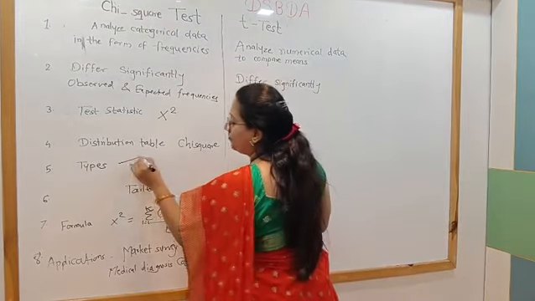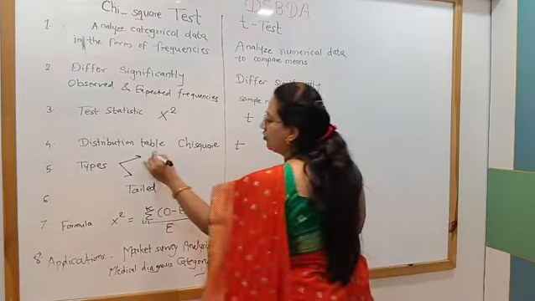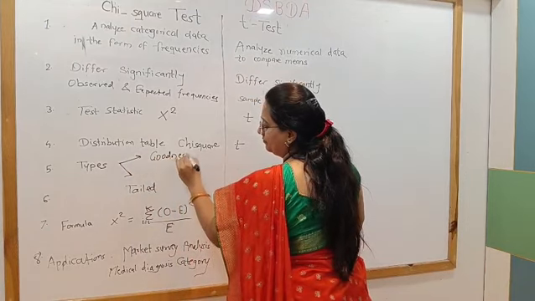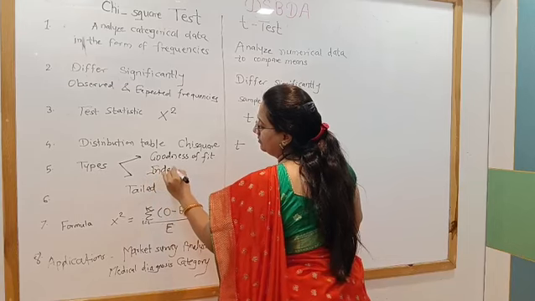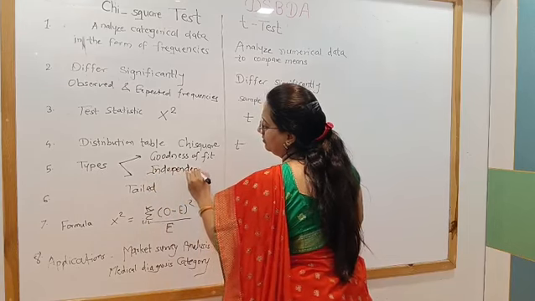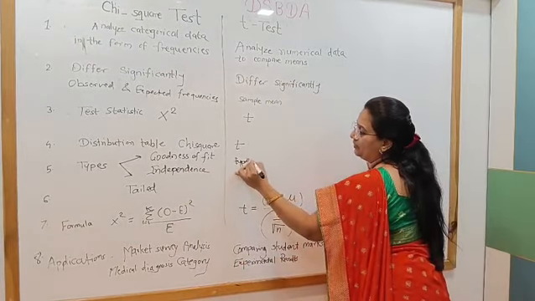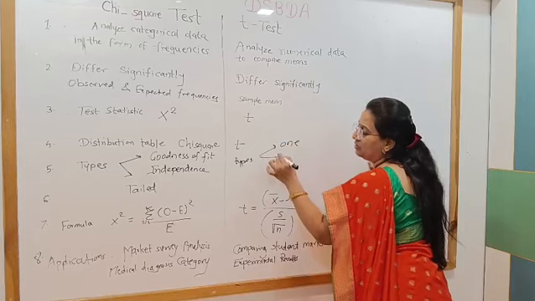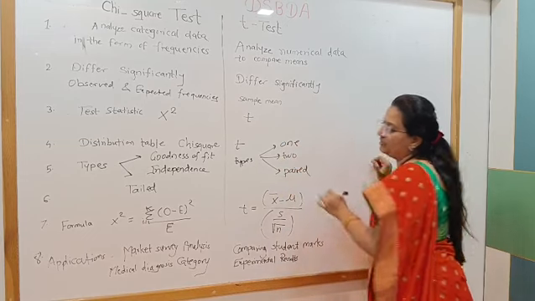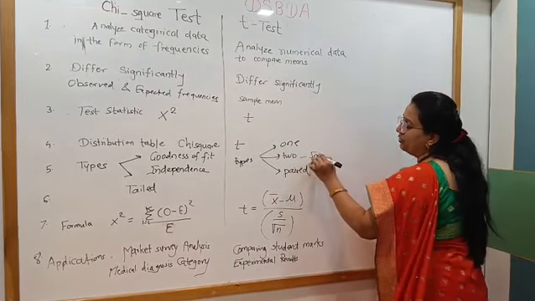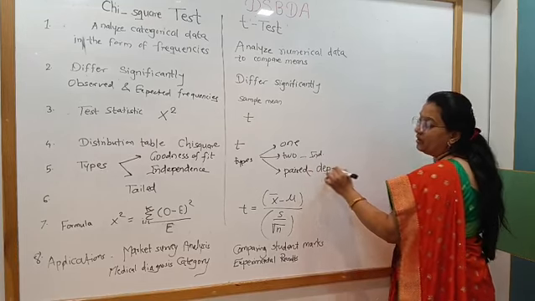There are two types of chi-square test: chi-square test for goodness of fit and chi-square test for independence. There are three types of t-test: one sample t-test, two sample t-test, and paired t-test. The two sample t-test is also called the independent t-test, and the paired t-test is called the dependent t-test.